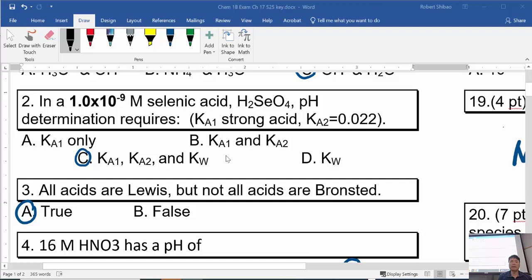And a 1 times 10 to the minus, okay, this is similar, except the only thing is the molarity. If you look at that, what is that molarity? 10 to the minus 9. 10 to the minus 9 is 1 billionth, which we call nanomolar. So that's 1 nanomolar selenic acid. Is that all that concentrated? No. And so you have to figure with the acid that dilute, most of the hydronium is going to come from water. Most of the hydronium comes from water.